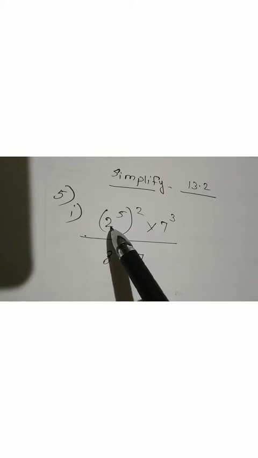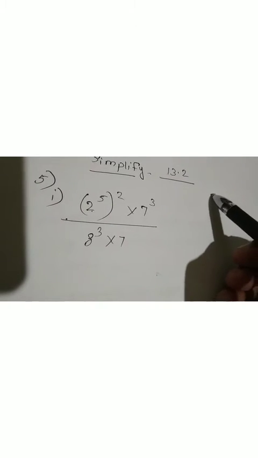Now we can simplify 13.2, fifth group. The first question is (2 raised to 5)the whole squared into 7 raised to 3, divided by 8 raised to 3 into 7. Now we can change this 8 in the base of 2.